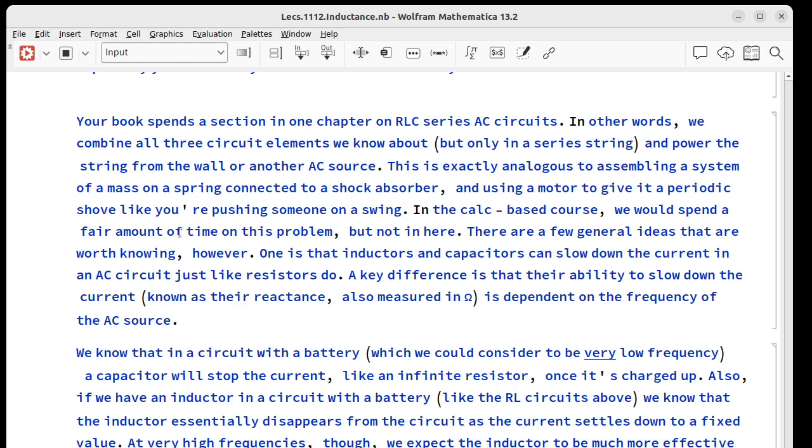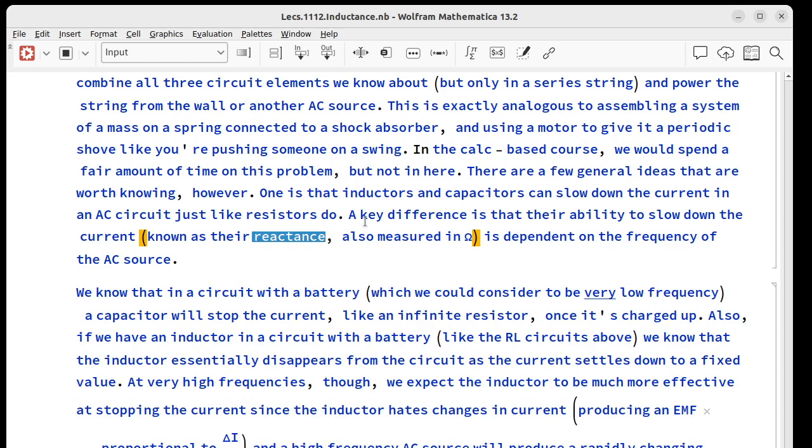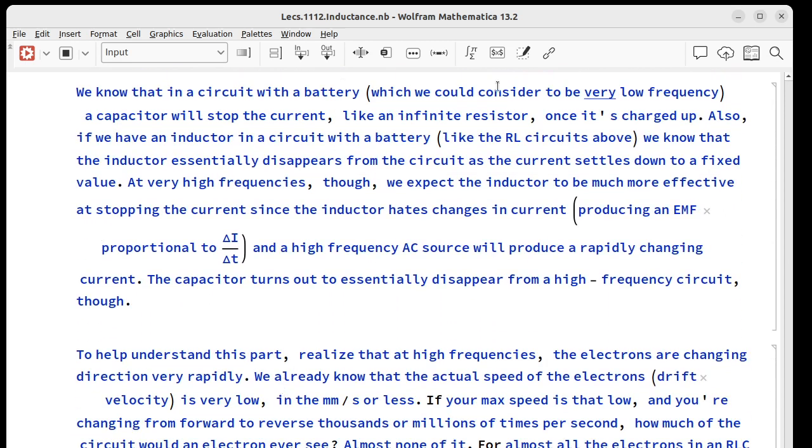There are some general ideas here, though, that are worth knowing. One, inductors and capacitors can both slow down the current in an AC circuit just like resistors do. One big difference is this ability to slow it down, and we call it reactance instead of resistance in this case, but it's still measured in ohms, is frequency dependent. For example, in a circuit with a battery, so we could consider that to be an AC source with a very, very low frequency since it never changes, a capacitor will charge up and stop the current, so it's like an infinitely large resistor once we charge it up.